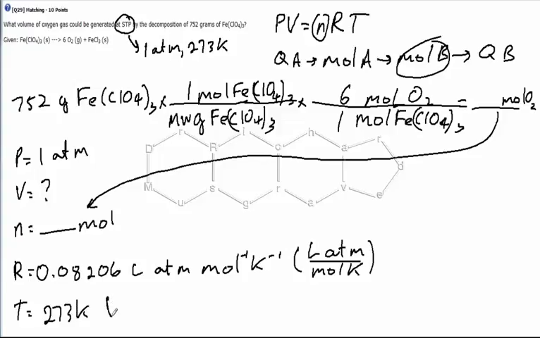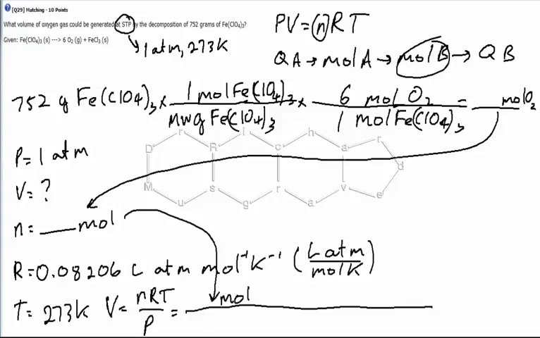So we're using PV equals nRT. That means V equals nRT over P. n, that's a certain number of moles. We get that from up here. That was the number of moles of O2 that we calculated earlier. R is this, 0.08206 liters atmospheres per mole per kelvin, times the temperature, 273 K. And that's over the pressure, 1 atmosphere.